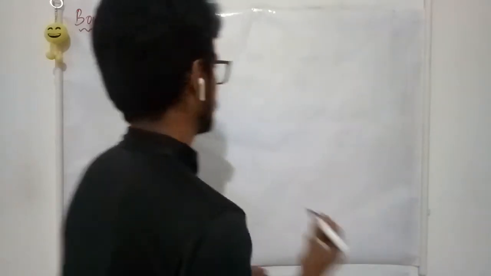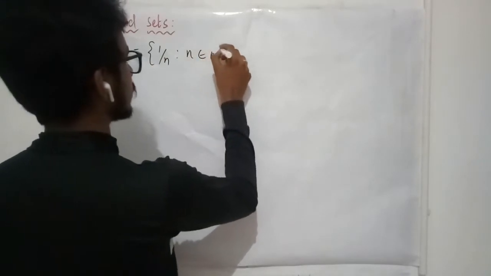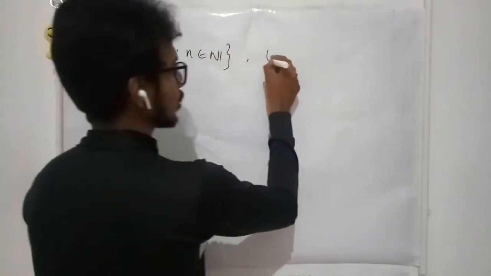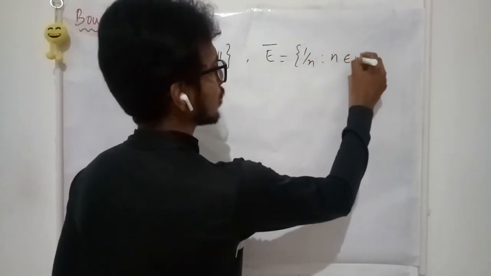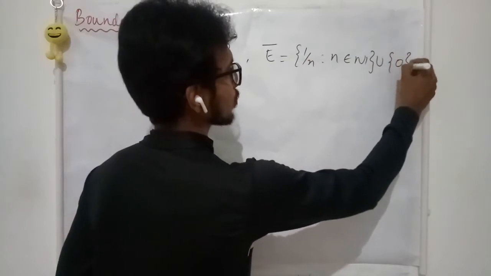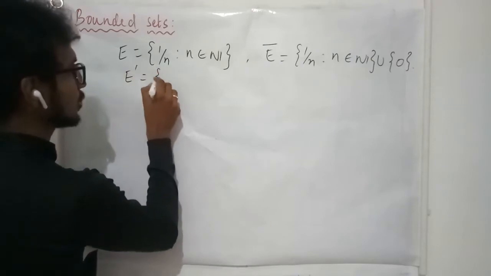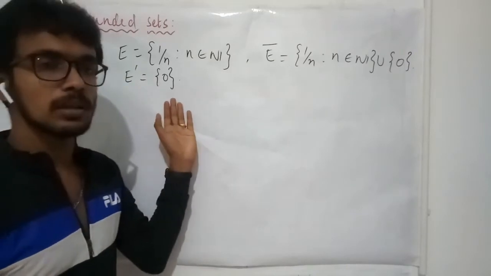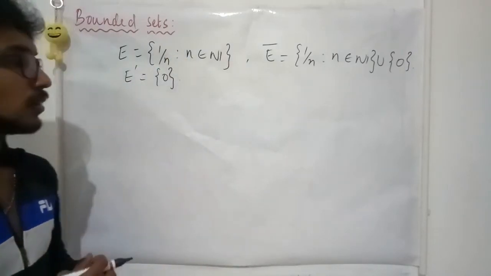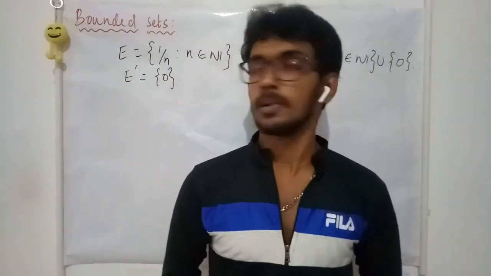While seeing the closure of a set, we have seen one example, that is E consisting of the elements of this form, and the closure of the set happened to be this union with the set {0}. Now, what happened to this set? The limit point of this set is only one value, right? This happened to be the limit point of this set. So, if we are asked to find a set which has only one limit point, we can give this as an example.